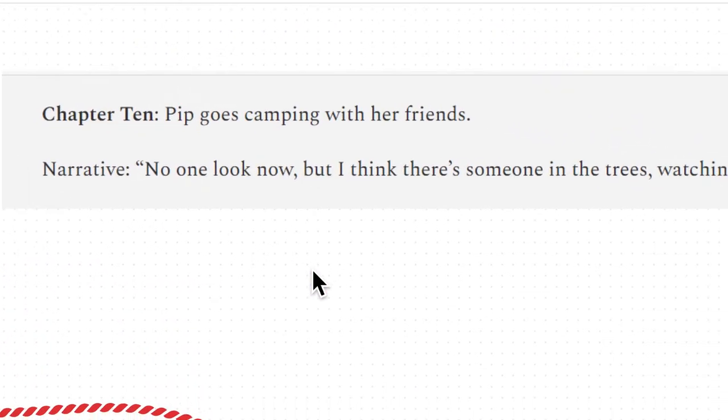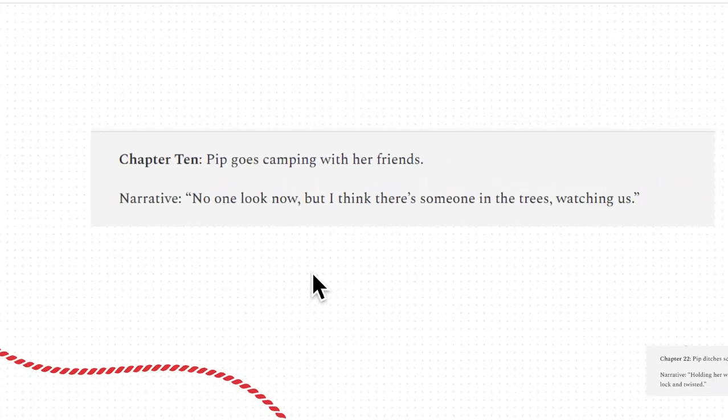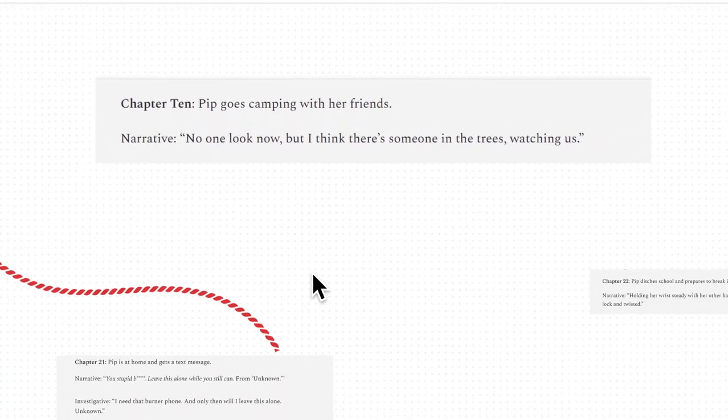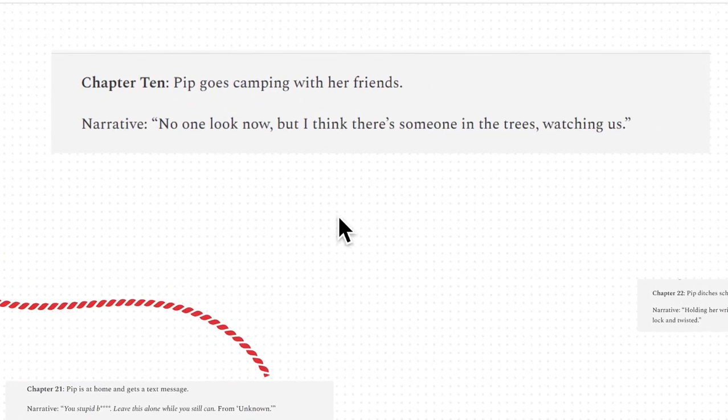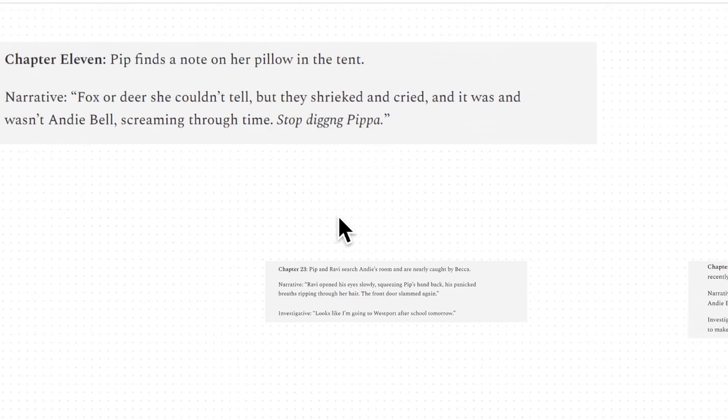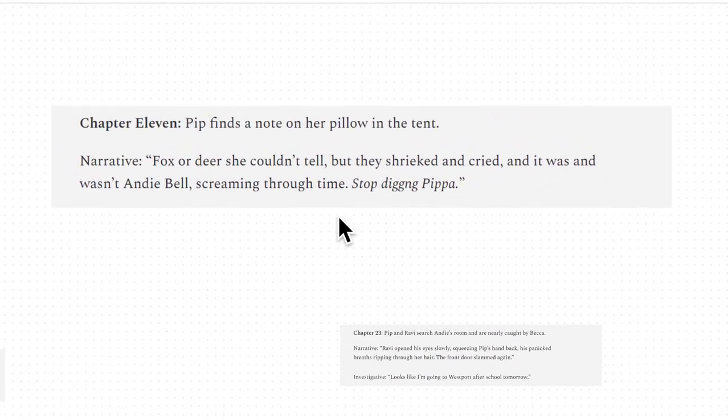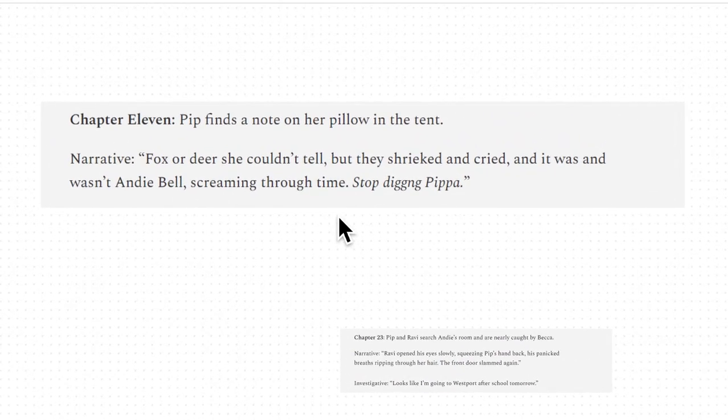In chapter 10, Pip goes camping with her friends. And the narrative last line is, no one look now, but I think there's someone in the trees watching us. And that's really just a bounce into chapter 11, which is when Pip finds a note on her pillow in the tent. And the note says, stop digging, Pippa.